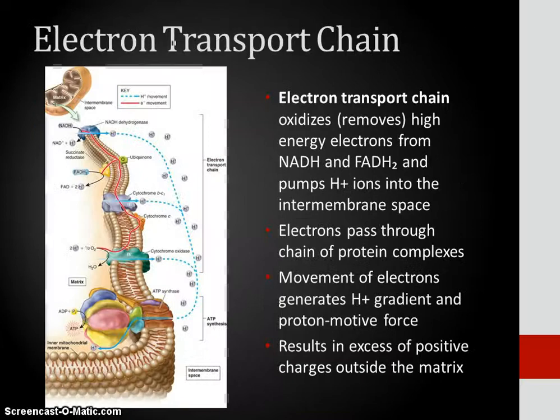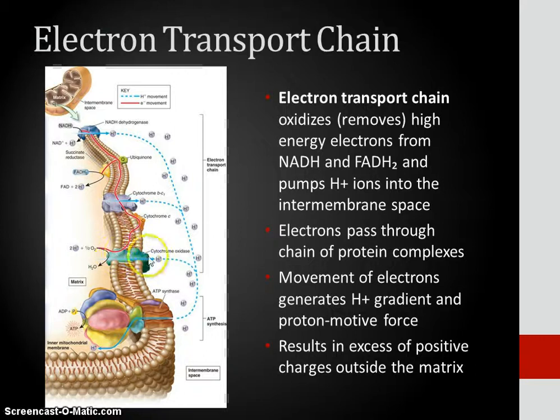So let's look at the electron transport chain in greater detail. The electron transport chain oxidizes, or removes, high-energy electrons from NADH and FADH2 and pumps their H+ ions into the intermembrane space, which is over here. So we can see that as NADH goes to the first protein complex, which is NADH dehydrogenase, it is oxidized to NAD+ and H+, so the H+ protons move through the protein complexes.